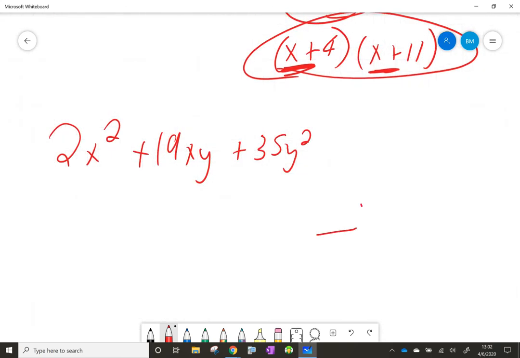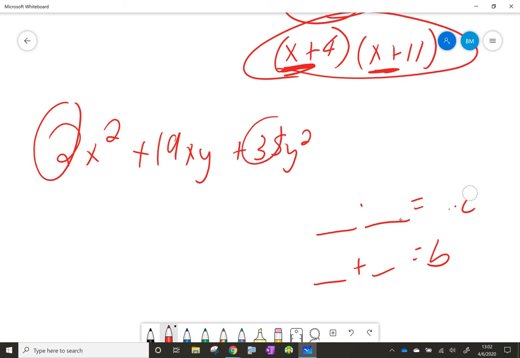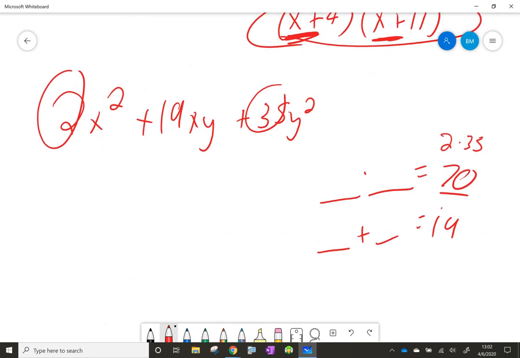So let's solve the riddle. Two numbers that multiply to make a times c, two numbers that add to make b. Now in this case, a times c, we have 2 times 35. So 2 times 35 makes 70. So two numbers that multiply to make 70, my b value is 19. All right, so two numbers that multiply to make 70 and add to make 19 are 14 and 5. 14 times 5 is 70. 14 plus 5 is 19.